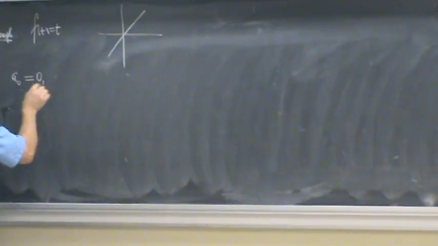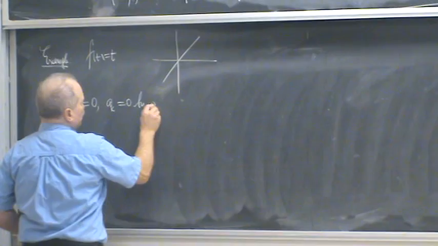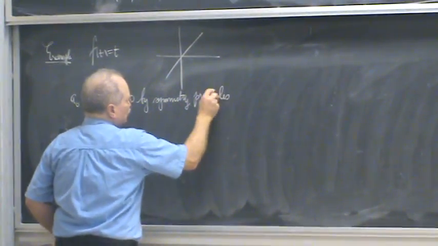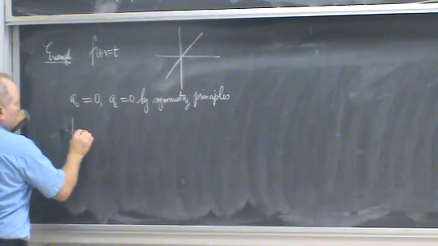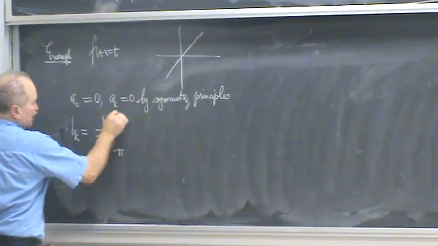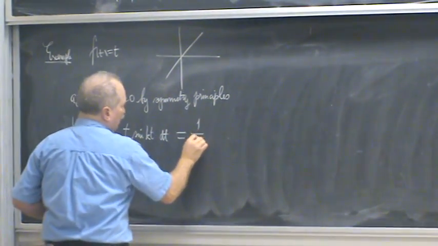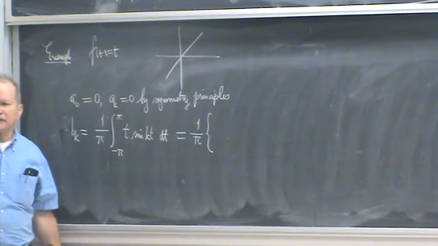So a0, the average value, is 0, and all the a_k's are 0 by symmetry principles. Or you can do the integral, if you don't trust me. I'm about to show you how to do it. How do we do b_k? Well, it's 1 over pi integral of t sine kt. How do I integrate t times sine kt?